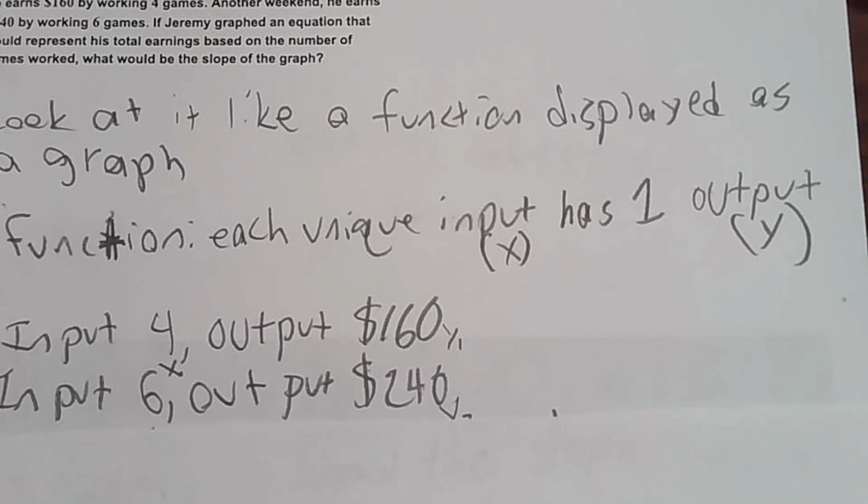So our inputs for this would be, one would be 4 games, the output $160. The other would be 6 games being the input. Your output would be $240.